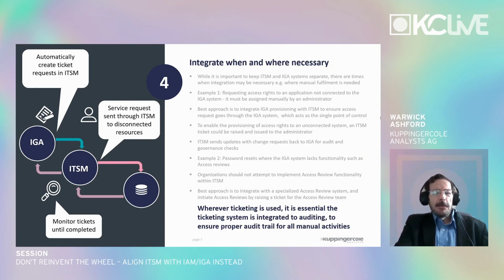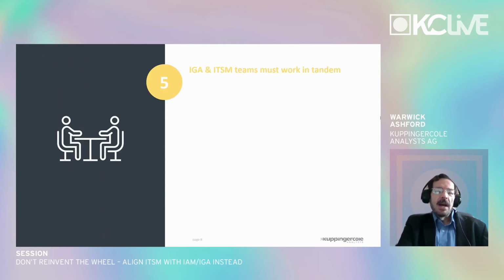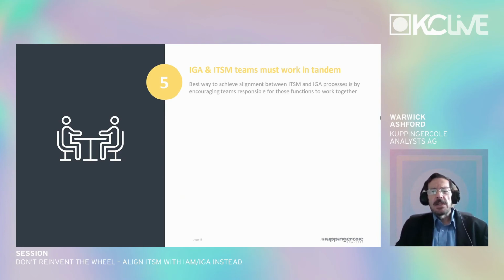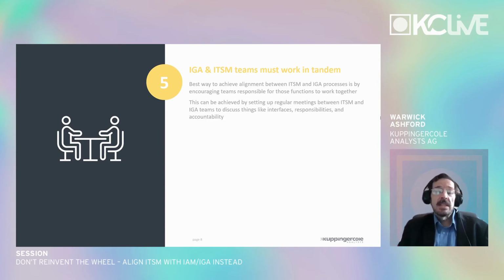So hopefully that's all clear to you, and then we'll go on to the final principle, which is IGA and ITSM teams must work in tandem. So the best way to achieve alignment between ITSM and IGA processes is by encouraging teams responsible for those functions to work together. And one way of doing that is by setting up regular meetings between ITSM and IGA teams to discuss things like interfaces, responsibilities, and accountability.